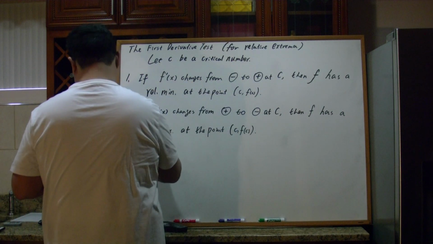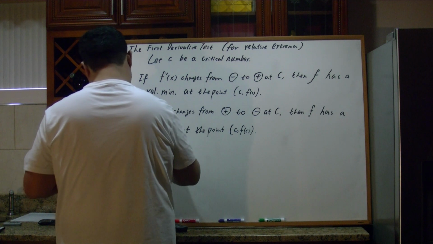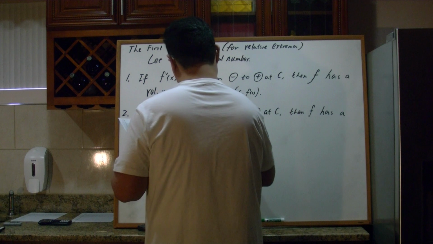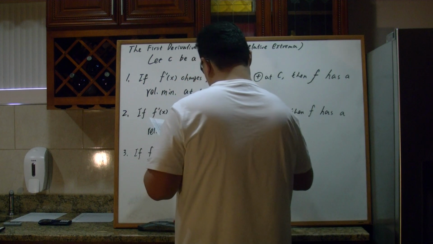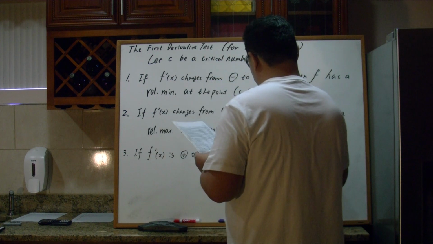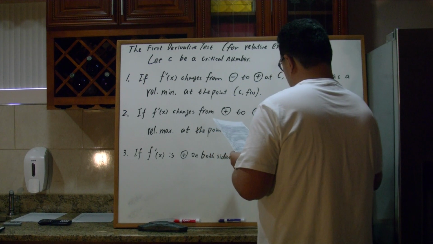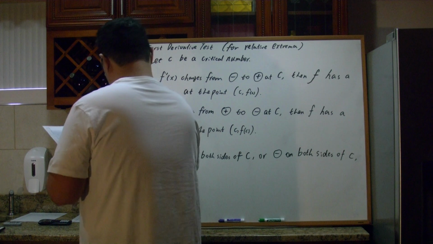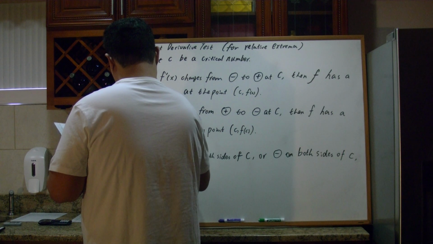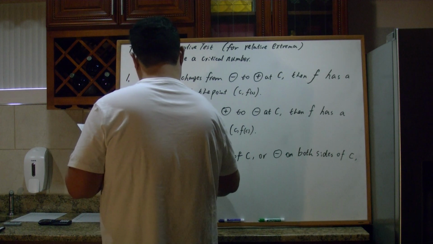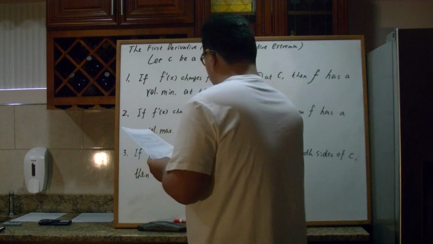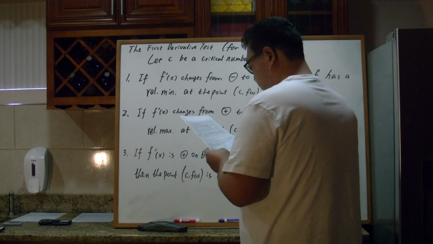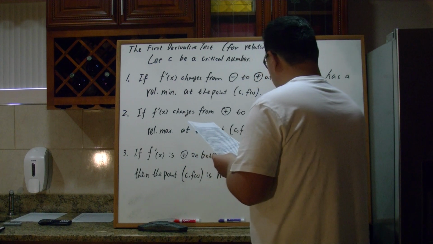Then the third one is, if f prime of x is positive on both sides of c, or negative on both sides, then the point is neither a relative minimum nor a relative maximum.